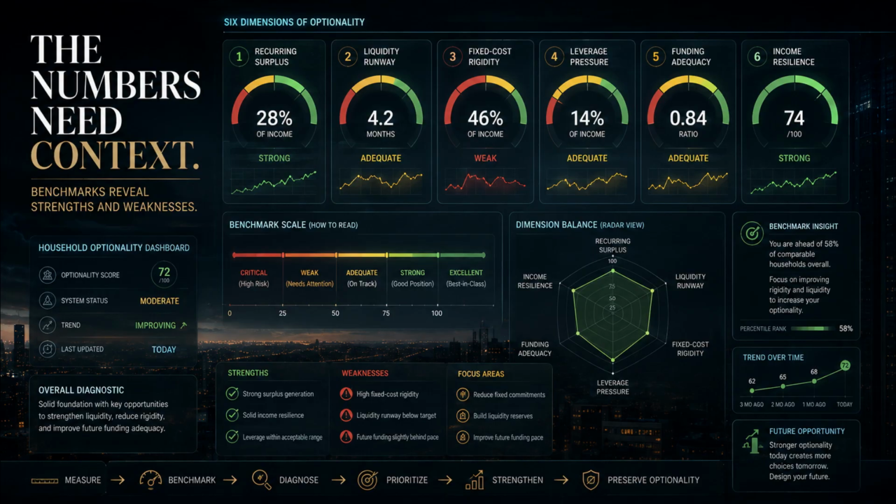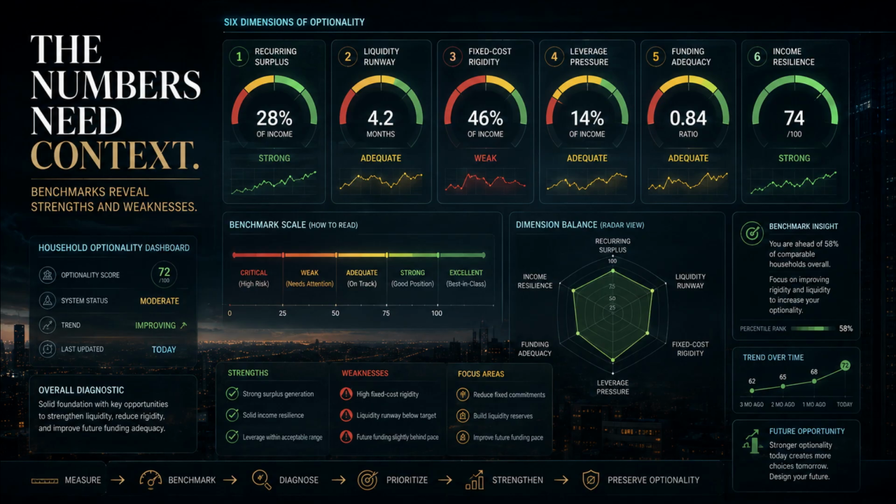Now that we understand what each dimension measures, we need to establish benchmark ranges. For recurring surplus, a ratio above 40% would be considered excellent, 25 to 40% strong, 10 to 25% adequate, 0 to 10% weak, and below 0 critical. Higher is better. For liquidity runway, 12 months or more could be rated excellent, between 6 and 12 strong, between 3 and 6 adequate, between 1 and 3 weak, and less than 1 critical.